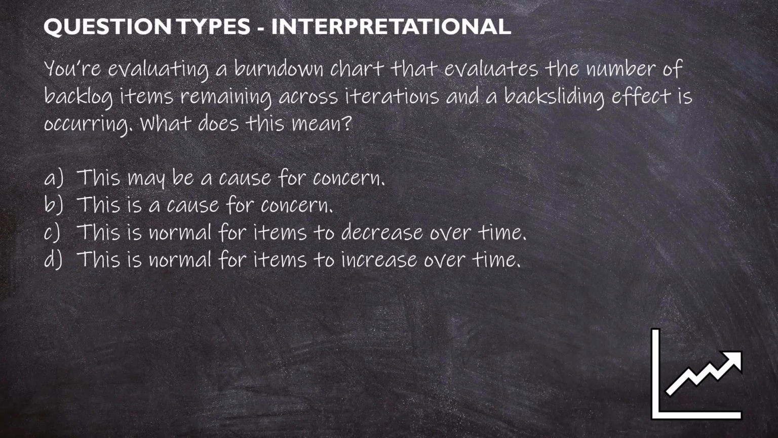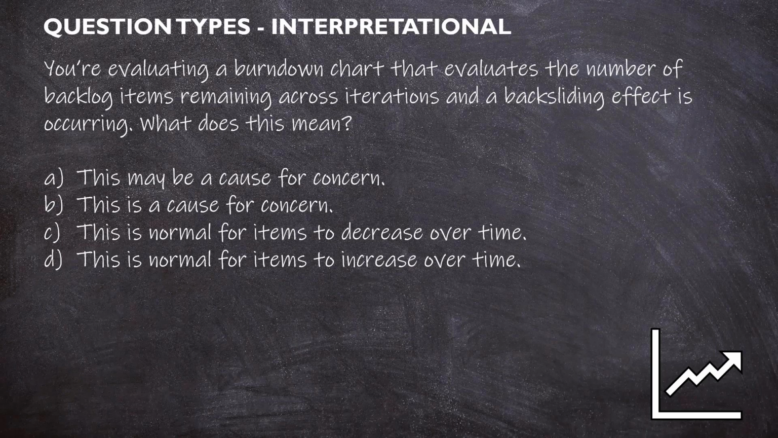You're evaluating a burn-down chart that evaluates the number of backlog items remaining across iterations, and a backsliding effect is occurring. What does this mean? A. This may be a cause for concern. B. This is a cause for concern. C. This is normal for items to decrease over time. Or D. This is normal for items to increase over time.